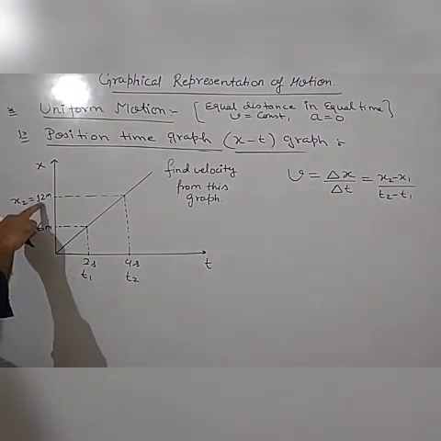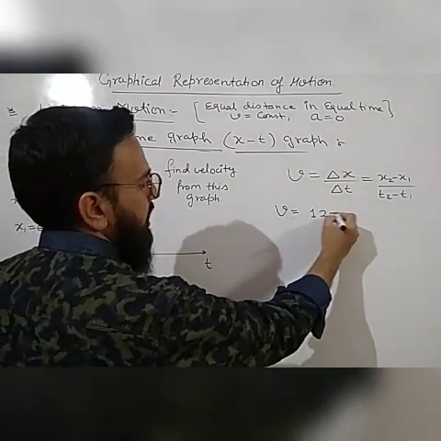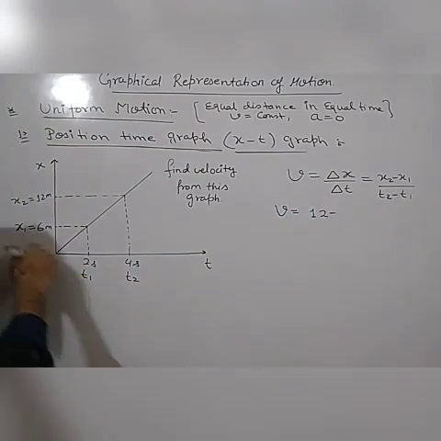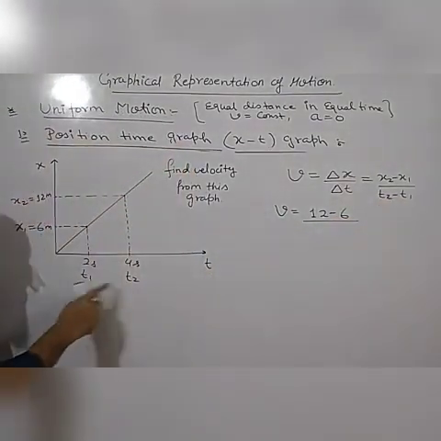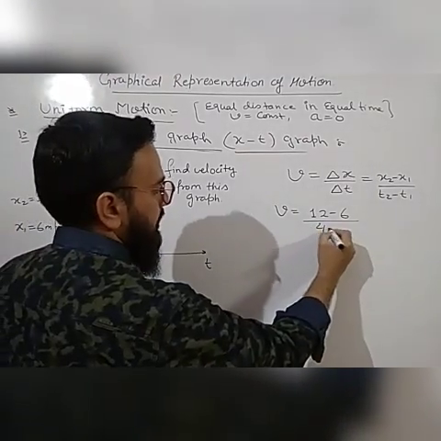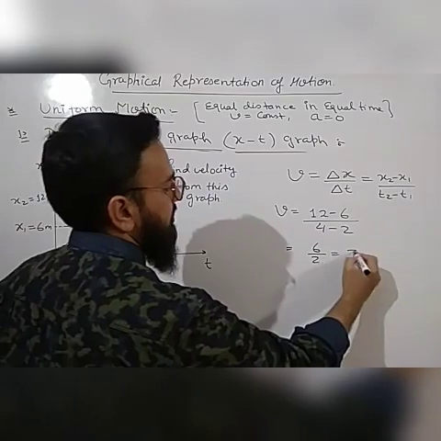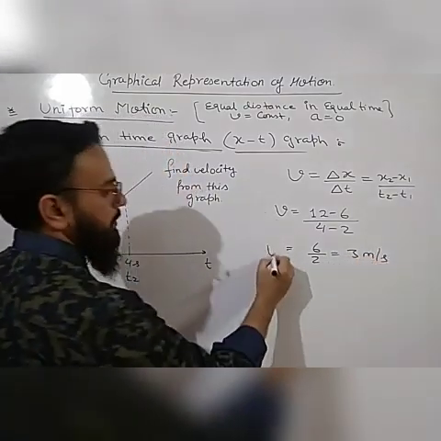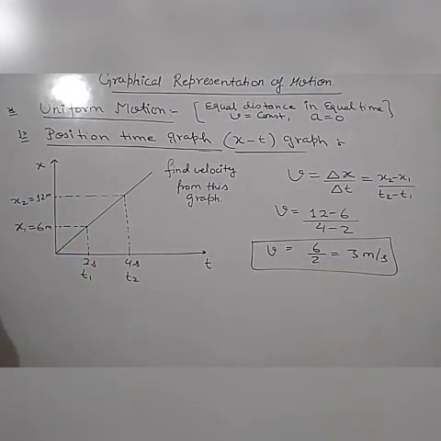So what is x2 here? x2 is equal to 12. So the value of velocity will be 12 minus 6, since the value of x1 is 6, upon t2 minus t1, which is 4 minus 2. So we get 6 upon 2, that will be 3 meter per second. So the velocity of this particular graph is 3 meter per second.